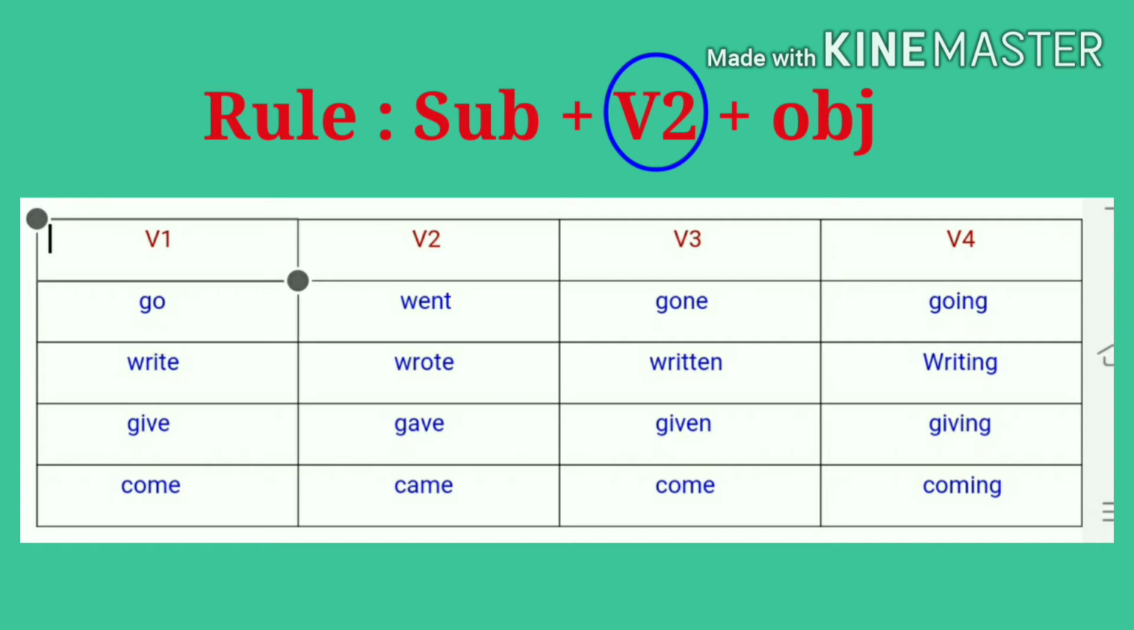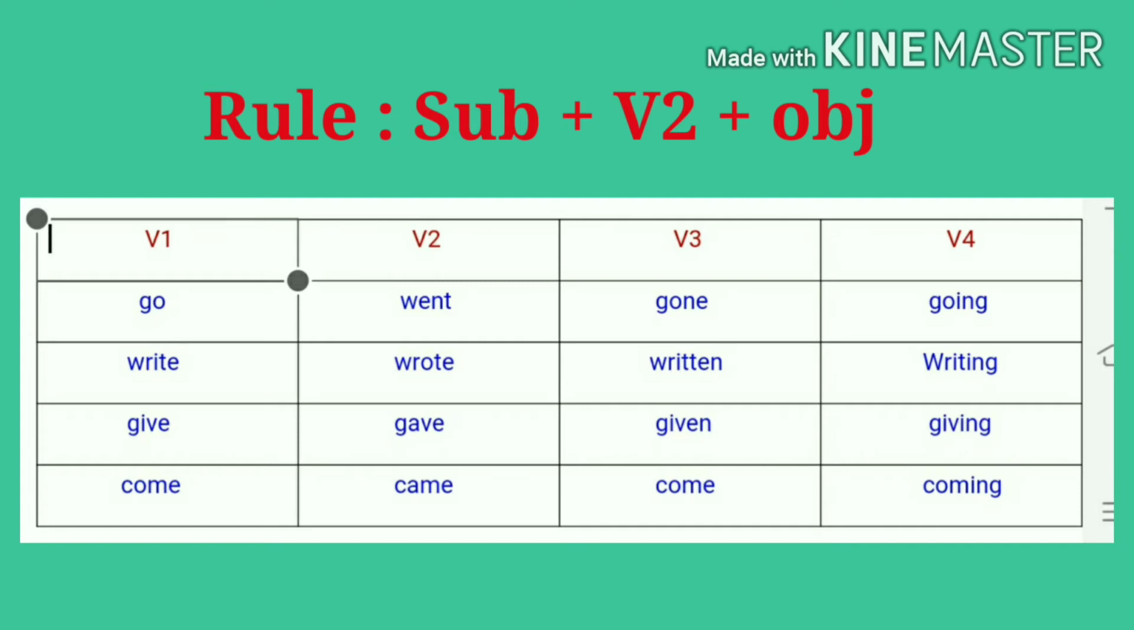See the rule given on the screen. Subject plus second form of the verb plus object. We shall see what is second form of the verb. For your easy understanding, I have given 4 different verbs and their 4 forms. Go, went, gone, going. Write, wrote, written, writing. Give, gave, given, giving. Come, came, come, coming.